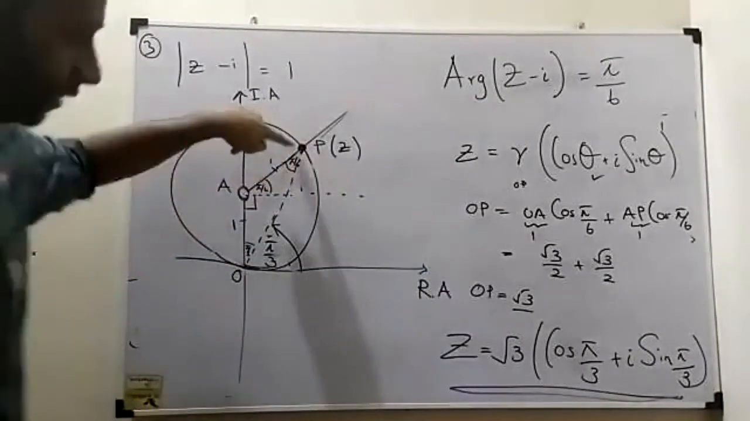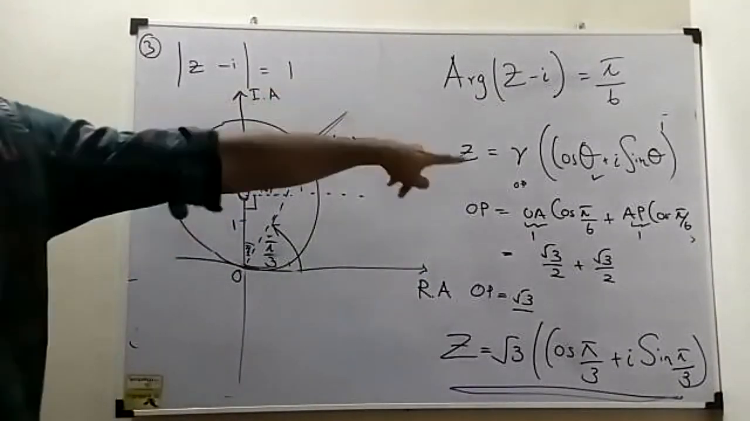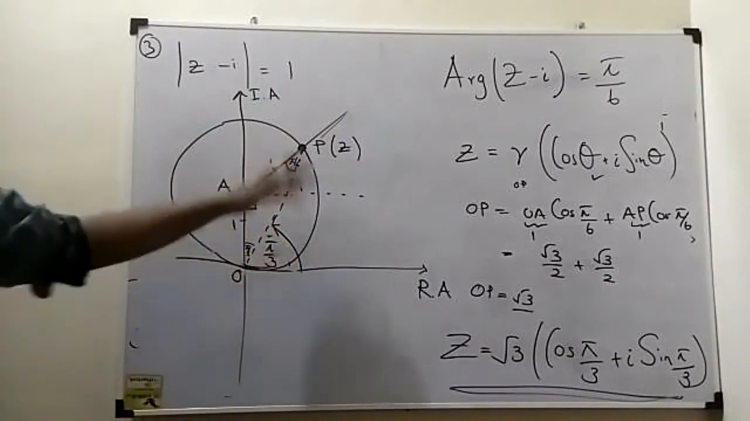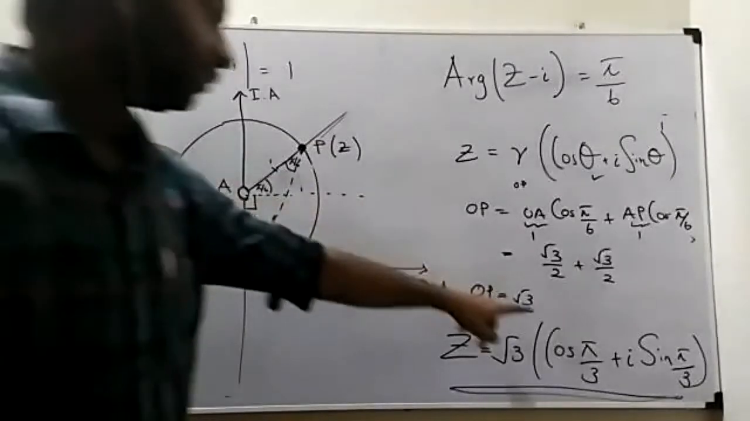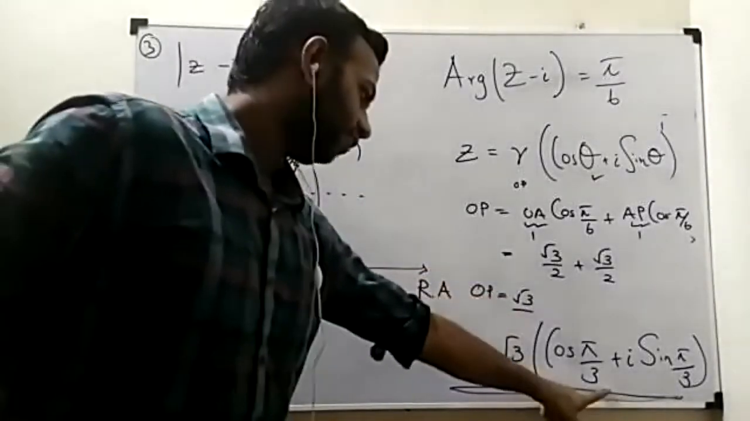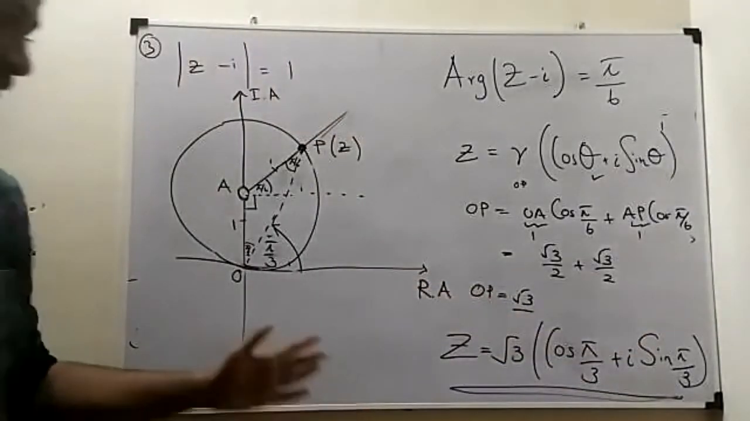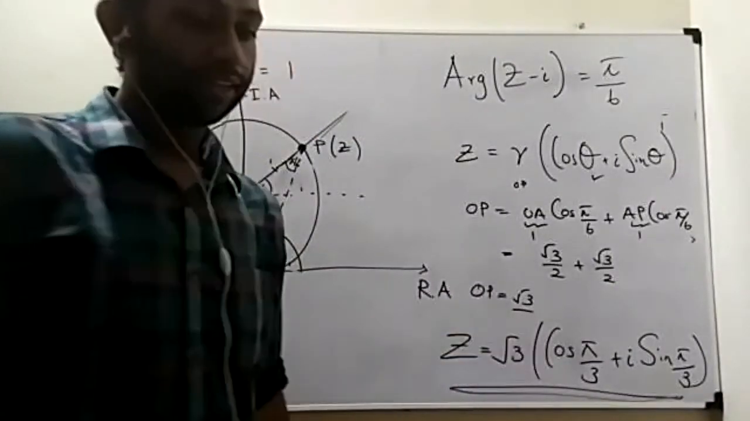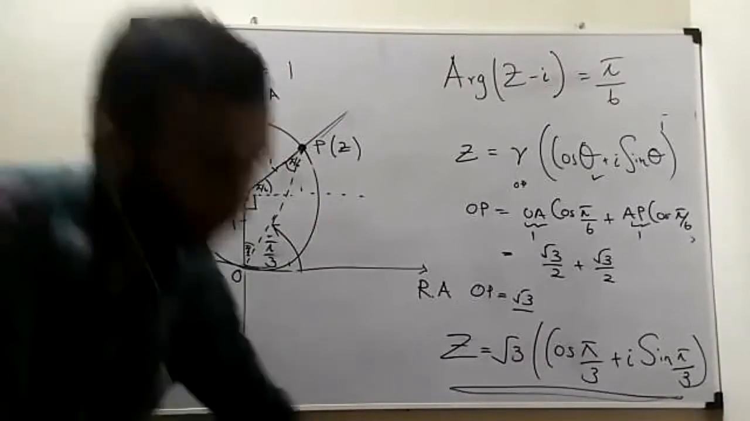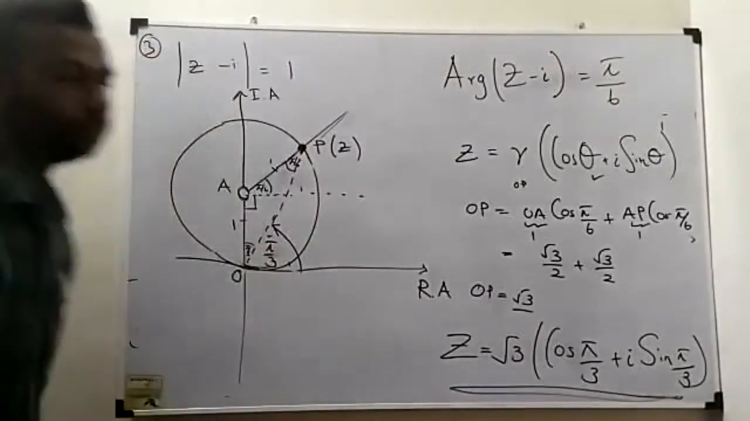That means Z lies exactly here. So to write it in that form, we need the angle between the Z and this, the argument, and also the distance. So we found that the distance was √3. The angle was 5 by 3. So we wrote this complex number as Z equals √3 cos 5 by 3 plus i sine 5 by 3. Right. Let's move.